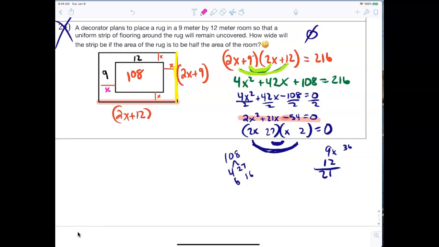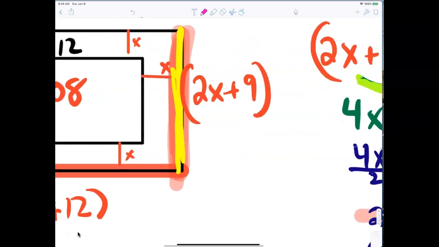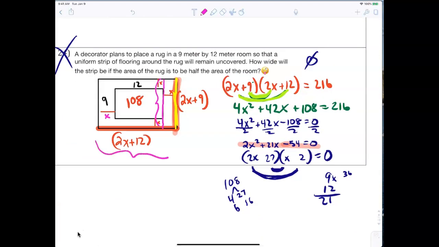The most important thing I want you to get from that is that this length from here to here, make sure you're with me, would be 2x plus 12. And this width right here would be 2x plus 9. Now how is that 2x plus 9? Because from here to here is x, from here to here is 9, from here to here is x. Therefore, from here to here is 2x plus 9. And it's the same way over here, 2x plus 12.